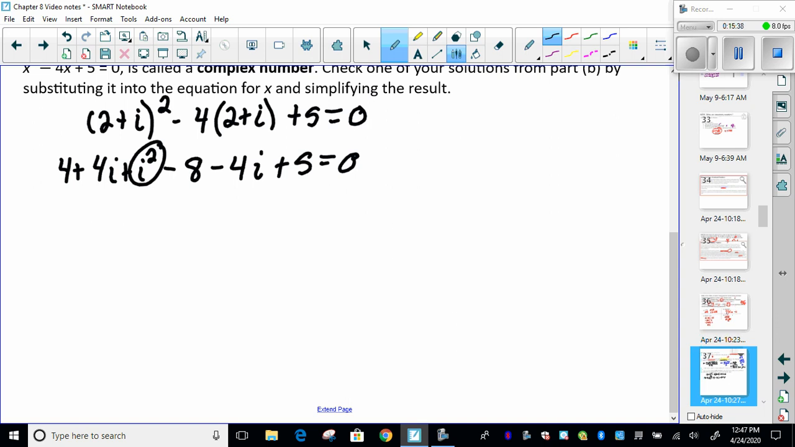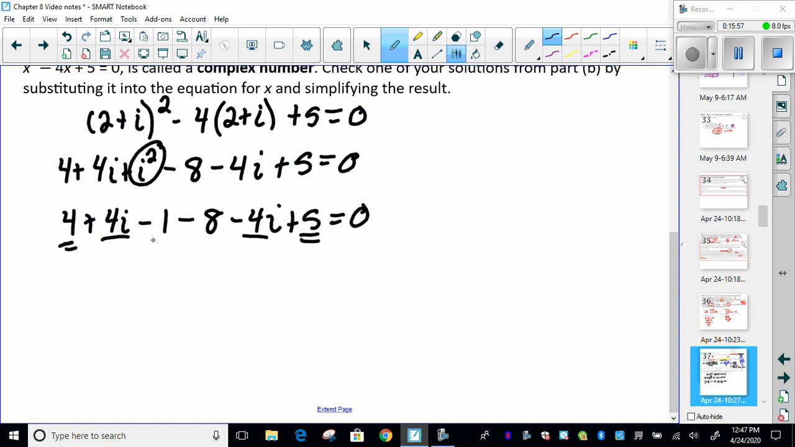i to an exponent has to be simplified. So this is 4 plus 4i minus 1, minus 8 minus 4i, plus 5. I definitely could have combined like terms here. And then I combine all my i's. 4i and negative 4i, that's 0. And then I have a 4 and a 5, which is 9, and that's a negative 9, so that's 0. So it's a true statement, so it checks. It's showing that, yes, I did solve it correctly.